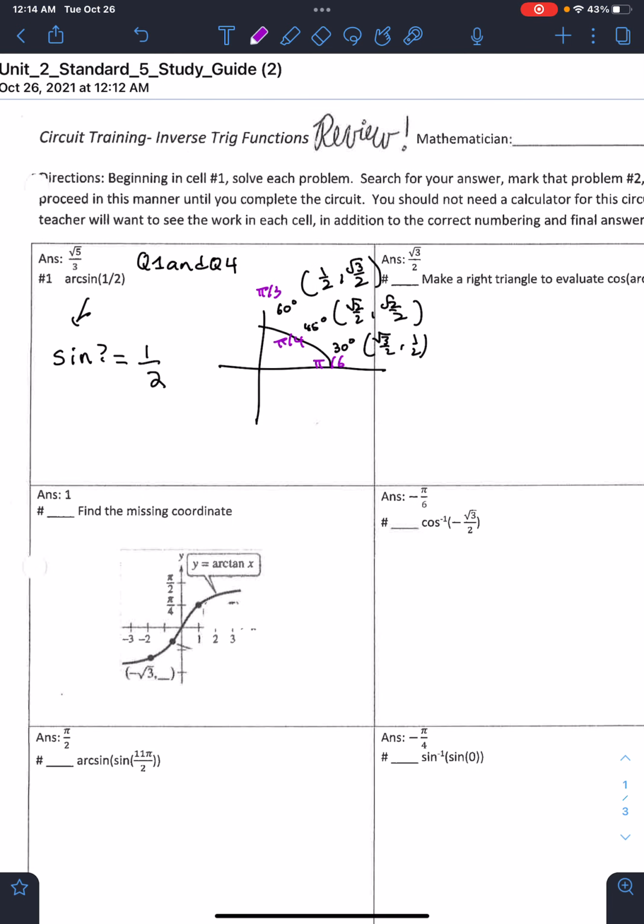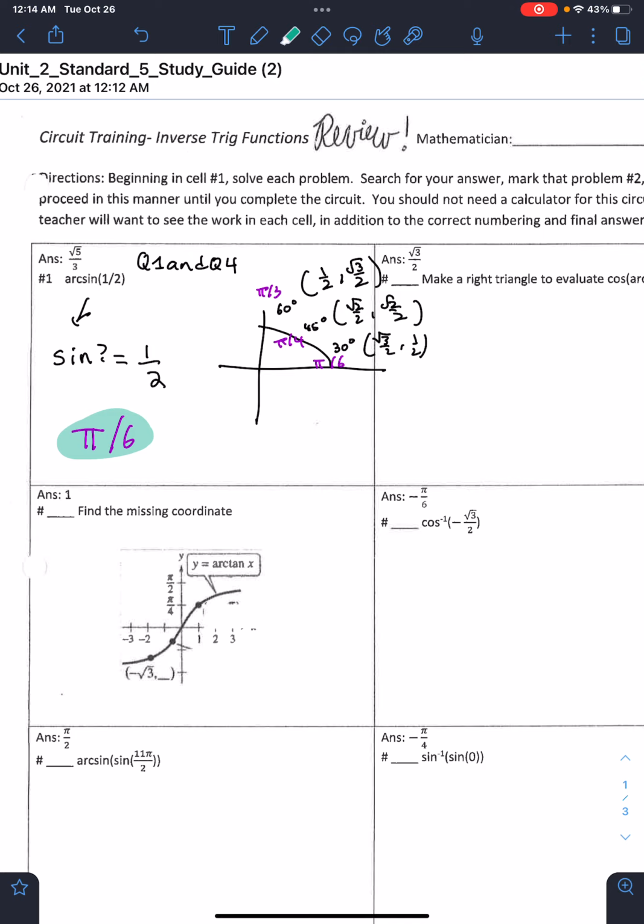So sine means your y values. So at what angle is my y value 1/2? Since sine is 1/2, well, this has to be pi/6. And that's going to be my first angle, because remember, we're finding the angle that gives us 1/2.